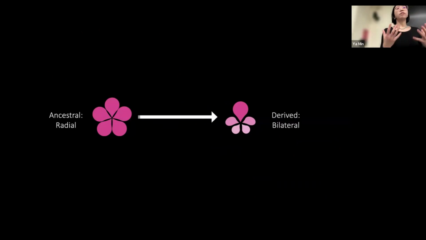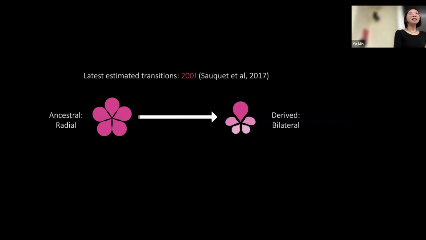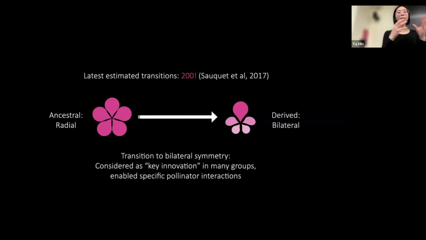With each update of the phylogeny of the flowering plants, the estimated number of transitions between those two states increased every single time. And now the latest estimation of the transition between those two forms is as many as 200 times. So it's very evolutionarily labile. But this trait is also biologically significant because the transition to bilateral symmetry is considered a key innovation in many species-rich groups like legumes and orchids, because this specific bilateral shape enabled pollinator interactions and increased their efficiency. Bees can grab onto the flower more effectively.